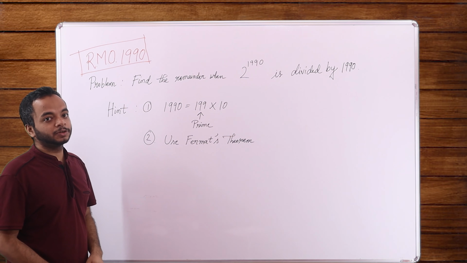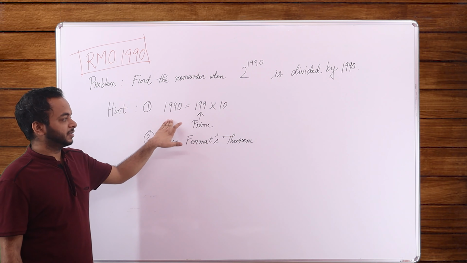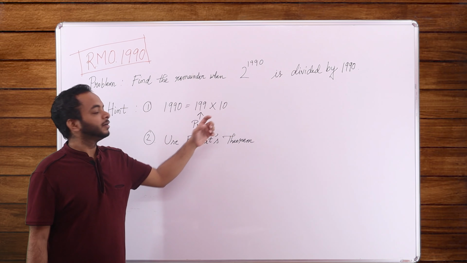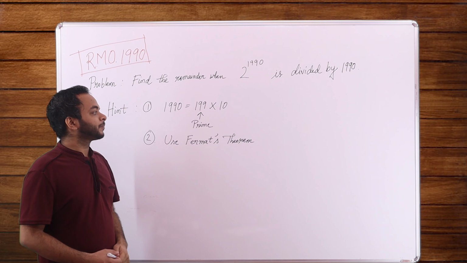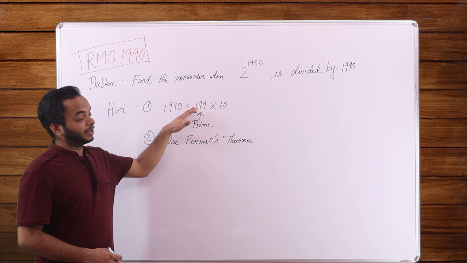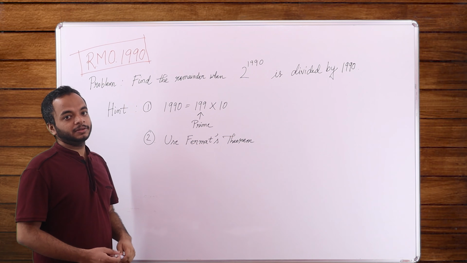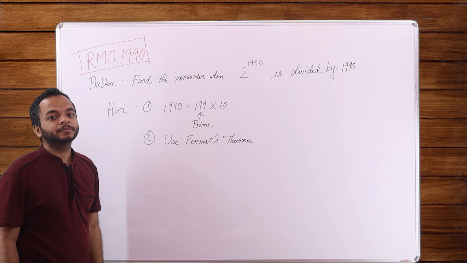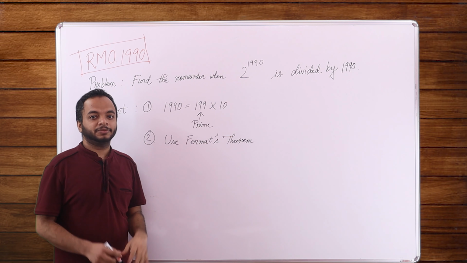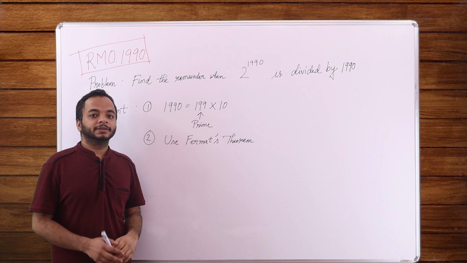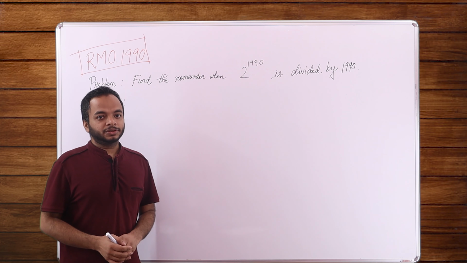So your first hint would be to consider the factorization of 1990, which is 199 times 10, where 199 is a prime number. And since we have a prime number, your hint 2 would be to use Fermat's theorem. So pause this video for some time, try it out on your own, and then look at the solution. Okay, now let's see the solution.